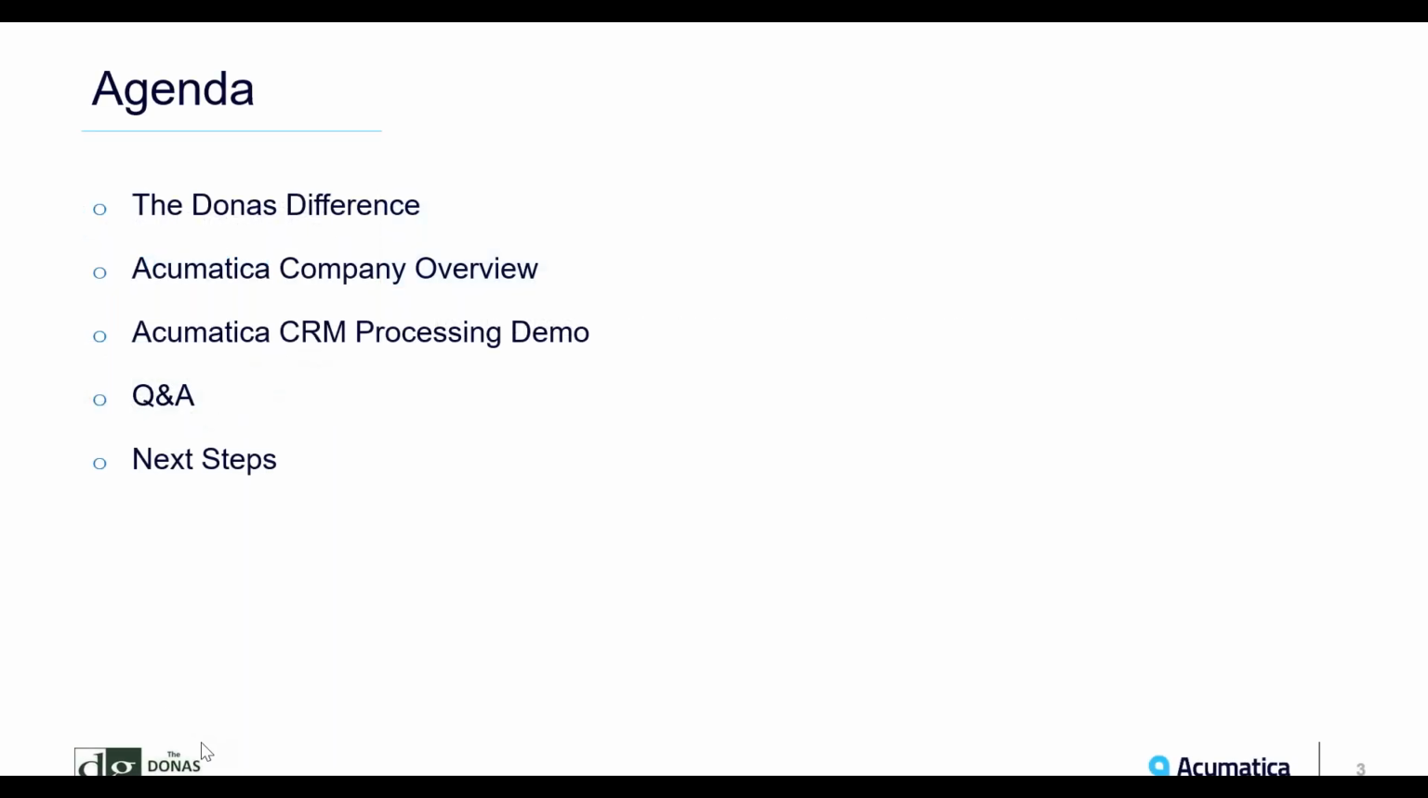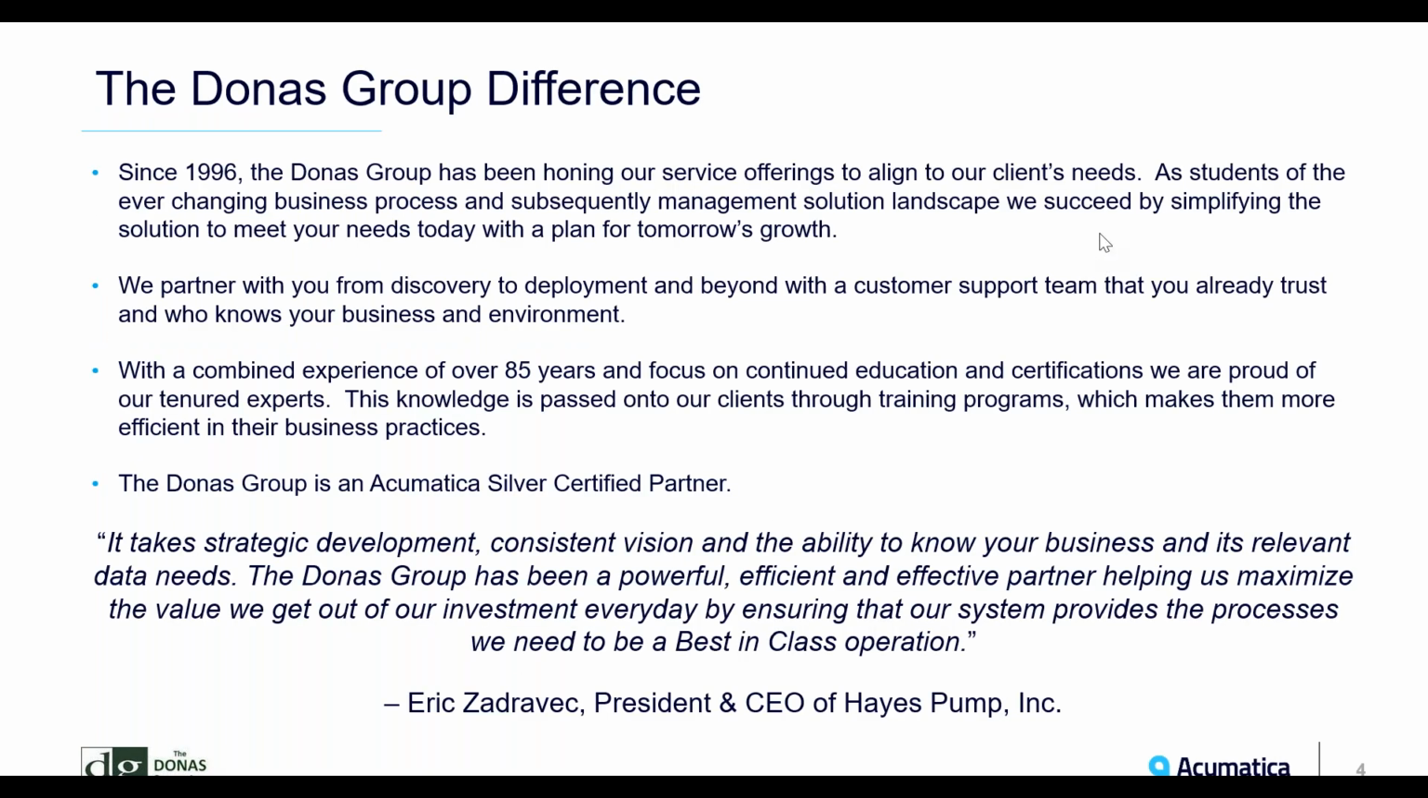All right, so that said, let's go ahead and take a look at today's agenda. Jay's going to start things off for us. He's going to do a little bit about the Donis Group, a little bit about Acumatica as a company, and then he's going to hand things over to Bob to go over the demo part of the process, some of the functions and features of the CRM module. When Bob's done, he's going to hand it back over to me, and I'll jump on and go through your questions with the guys, and then we'll deal with some next steps and get you guys back to your workday. So with that, I'm going to hand things over to Jay. Jay, you have control.